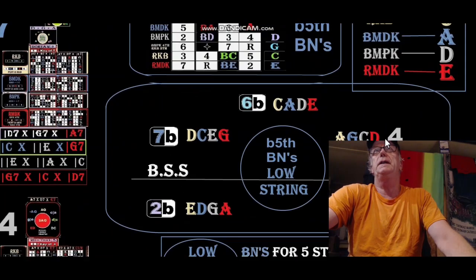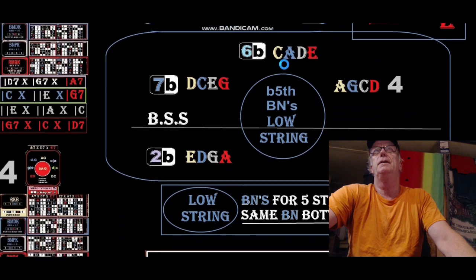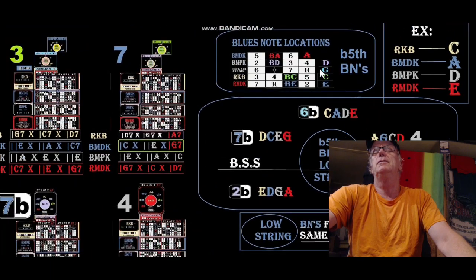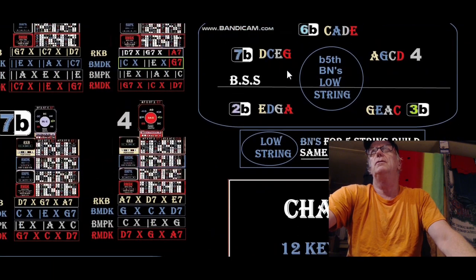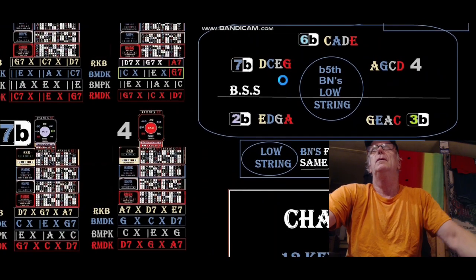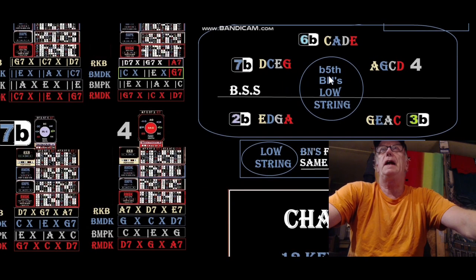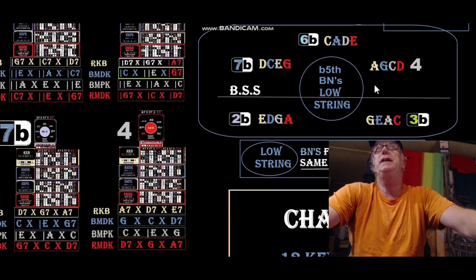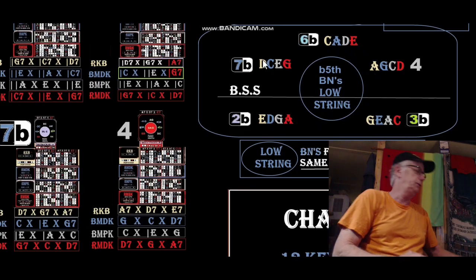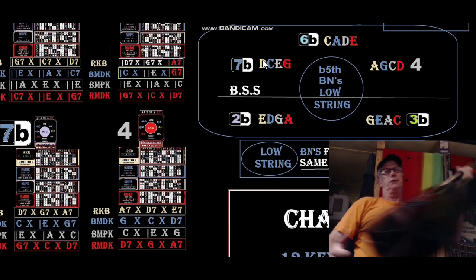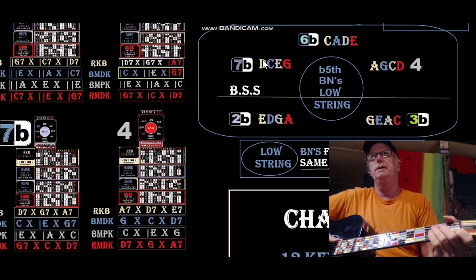What we're looking at here is the flatted fifth blues note low string. Okay, so as we go around in the CAGED C, A, G, E, D in the root key of the blues, that's the groove key on the open.